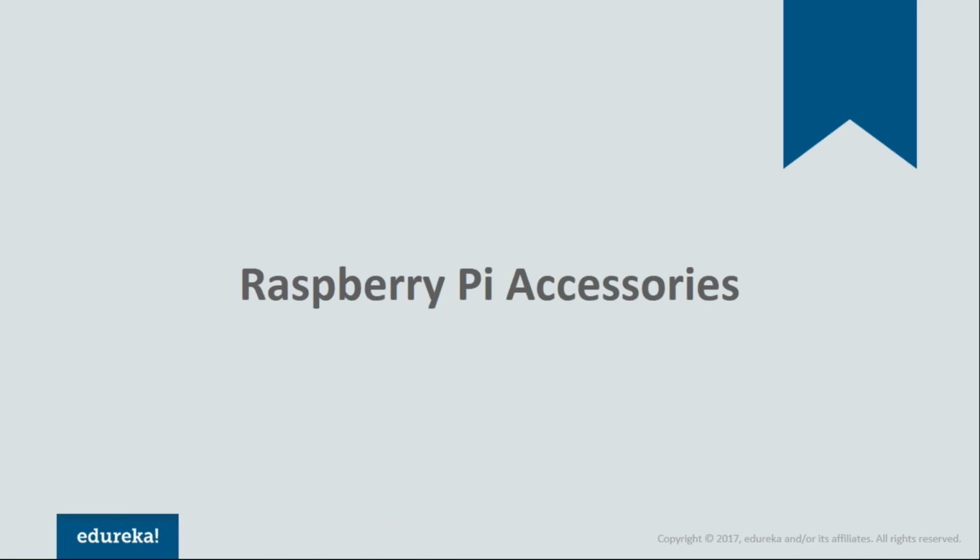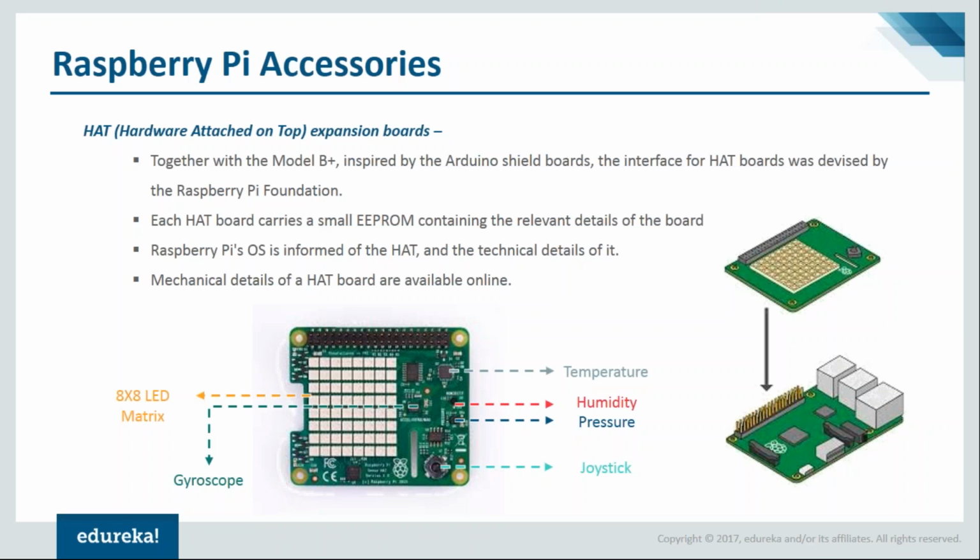Now that we've installed Raspbian on our system, let's look at some of the accessories which can be used with Raspberry Pi. One of the most popular and interesting accessories to Raspberry Pi is the Sense HAT. A HAT basically is hardware attached on top. There are various HATs available, but the Sense HAT is the most popular because you have various onboard sensors present here. You have a temperature, humidity, and pressure sensor, as well as a gyroscope and a joystick. Apart from this, the reason it is quite popular is because it has an 8x8 LED matrix display.